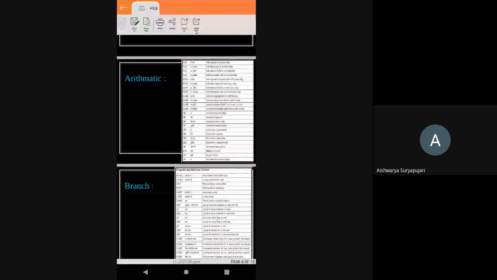So from that, this is the direct, it is giving the memory location.